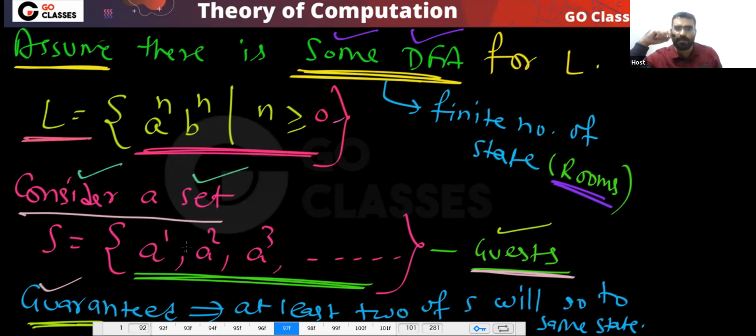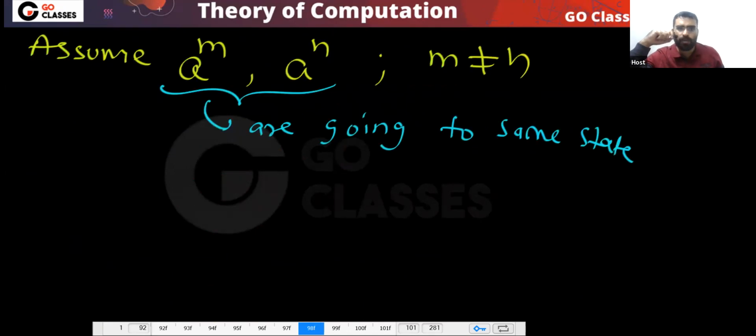Consider the set a power 1, a power 2, a power 3, and so on. These are the strings. Now, what is the guarantee? The guarantee is this: at least two of them will go to the same state. This is guaranteed because there are infinite strings and you have a finite number of states. Now there is a problem. You can assume any two.